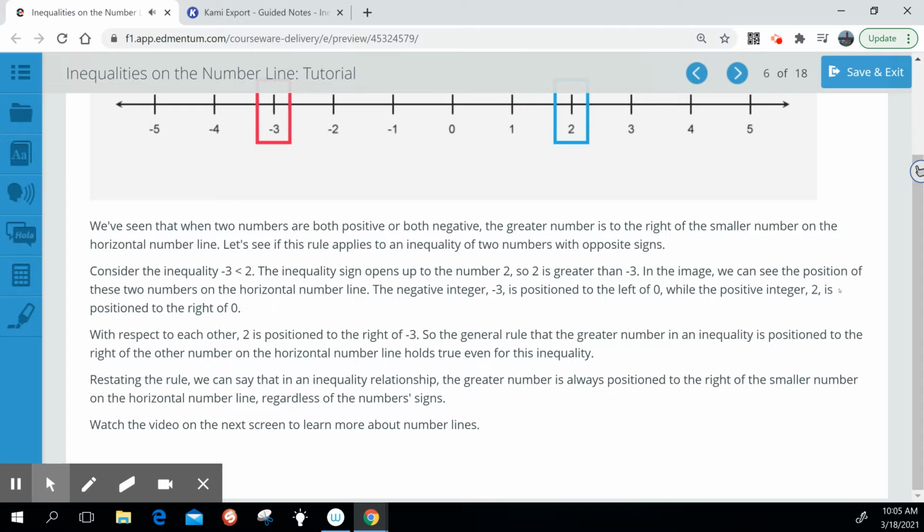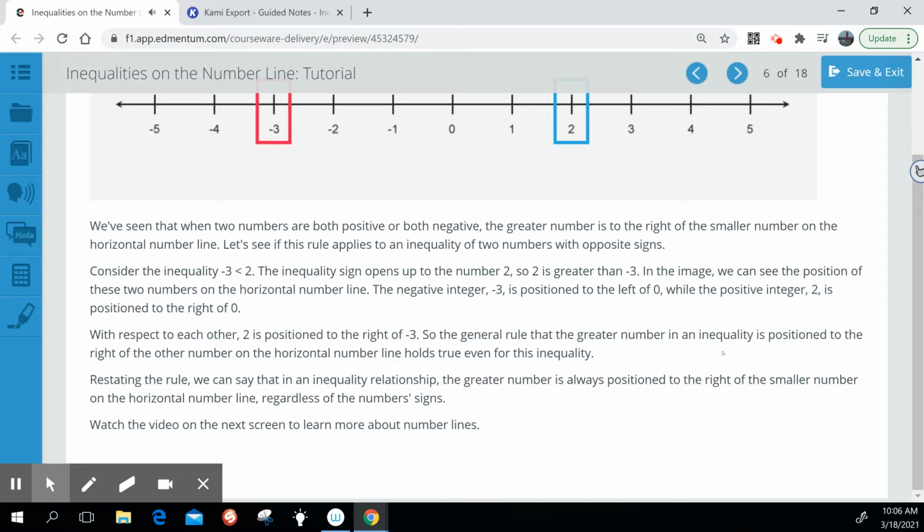So the general rule that the greater number in an inequality is positioned to the right of the other number on the horizontal number line holds true even for this inequality. Restating the rule, we can say that in an inequality relationship, the greater number is always positioned to the right of the smaller number on the horizontal number line, regardless of the number's signs. Okay, so watch the video on the next screen to learn more about number lines.